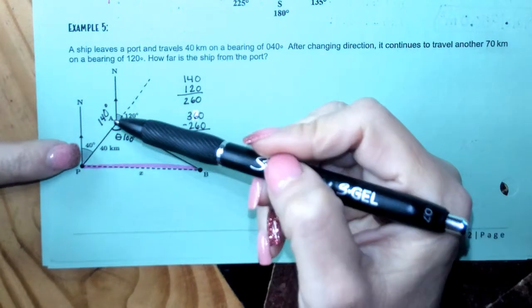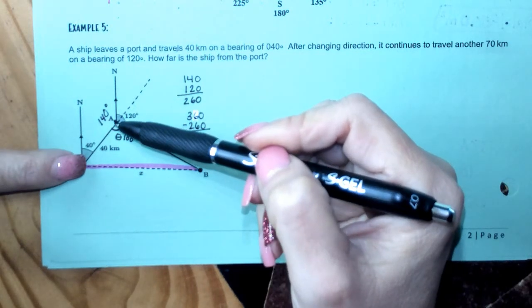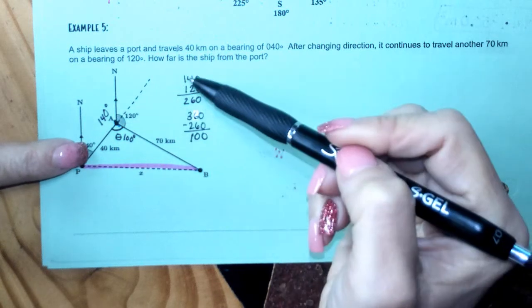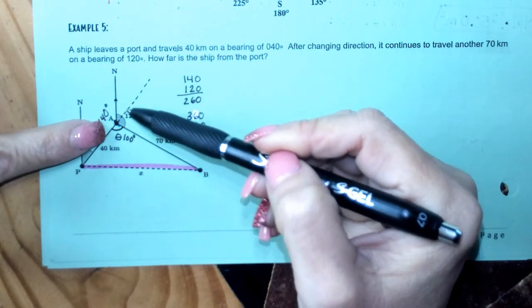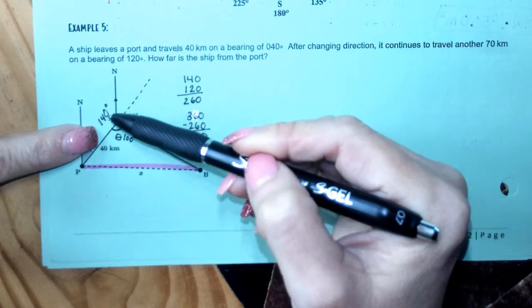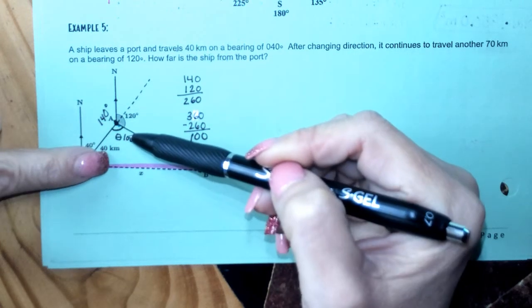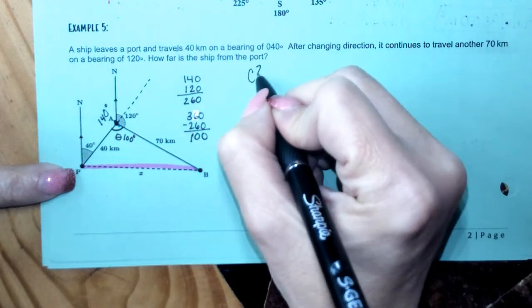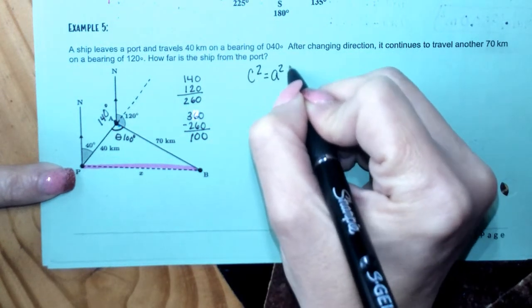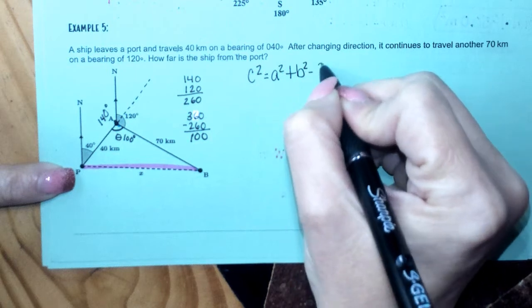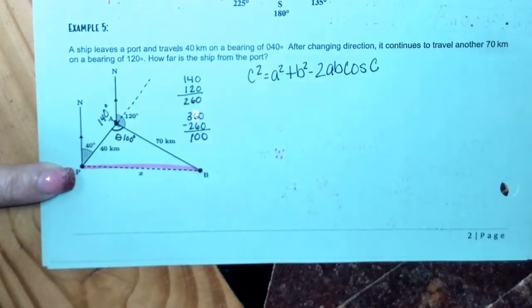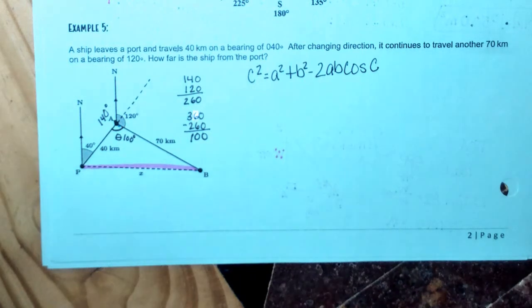One more time. Interior angles add up to 180. So this is 140, and 140 and 40 give me 180. 120 plus 140 plus 100 gives me 360. So that's this. Piece of cake now, I just have to find x. Remember, c squared equals a squared plus b squared minus 2ab cosine c. Do I know everything? I certainly do.